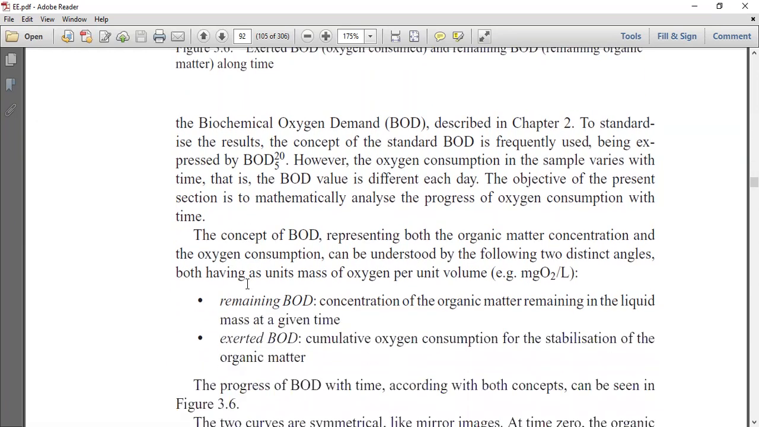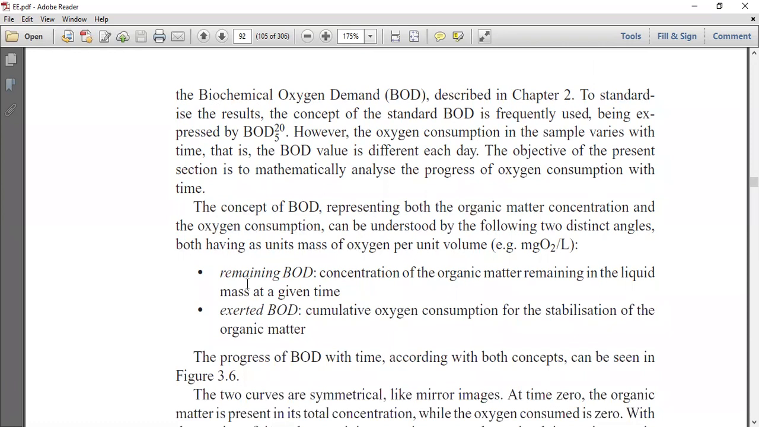The concept of BOD, representing both organic matter concentration and oxygen consumption, can be understood from the following two distinct angles, both having units of mass of oxygen per unit volume. Remaining BOD is the concentration of the organic matter remaining in the liquid mass at a given time.